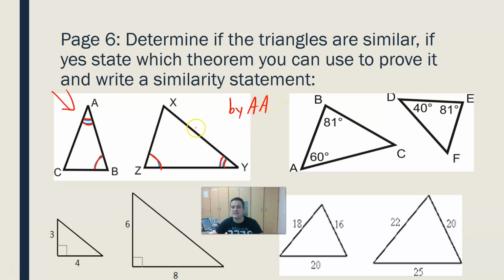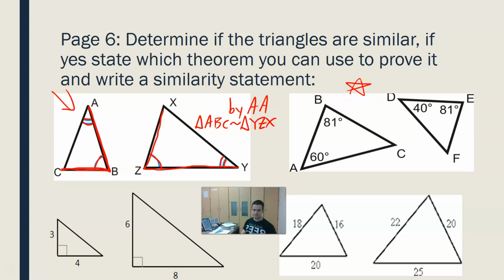And my similarity statement, say if I write triangle ABC, so from this double angle to the single angle to the missing angle. If I go from the double angle to the single angle to the missing angle, that's going to be similar to triangle YZX. See that? So those two triangles are similar by the angle-angle theorem.